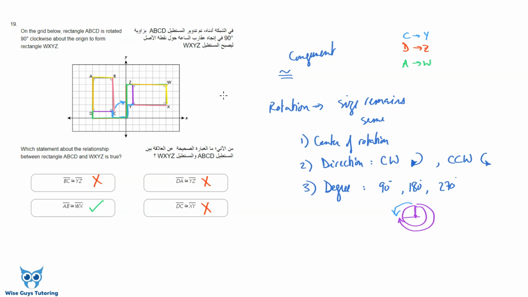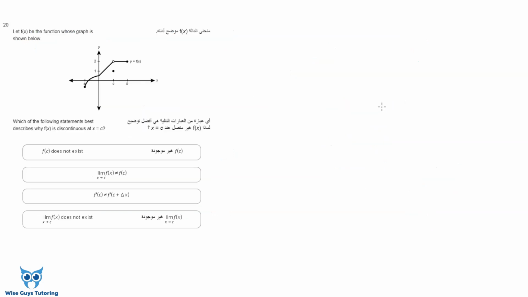But like I told you, I'd like to give you the shortcut too. If you're able to spot it, that's good too. All right, let's move on to question 20. Let's do this last one. It says, let f of x be the function whose graph is shown below. There it is. Which of the following statements best describes why f of x is discontinuous at x equals c?